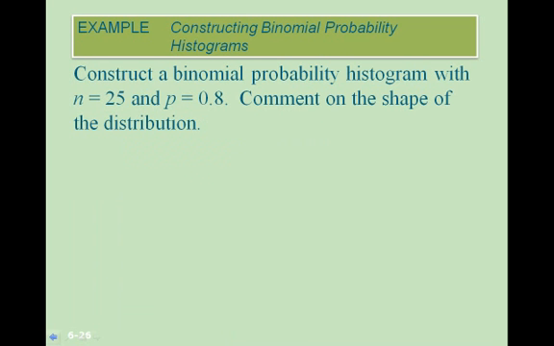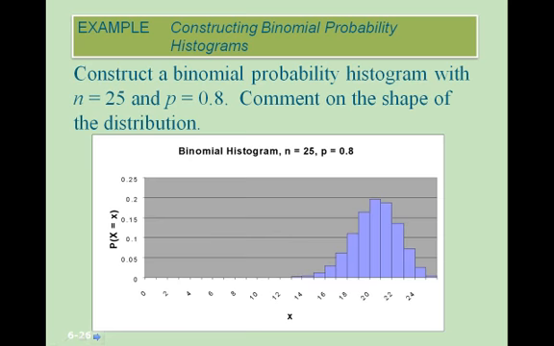So in our previous example, we were looking at what role the probability played in the shape of our distribution. But now let's have a look at the role n plays. So we're going to leave our probability the same this time, and we're going to change the value of n and comment on the shape. So in this one, we want to construct a binomial probability histogram with n equal 25 and p equal 0.8. And here we see that picture. Notice that this one is skewed right.